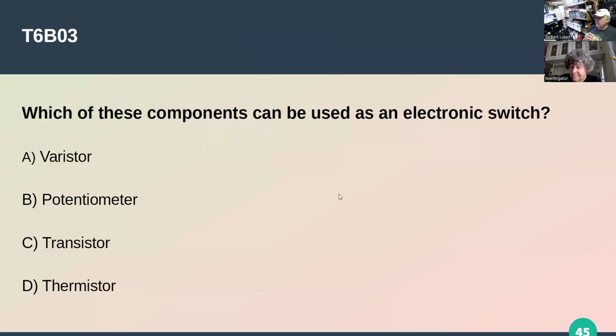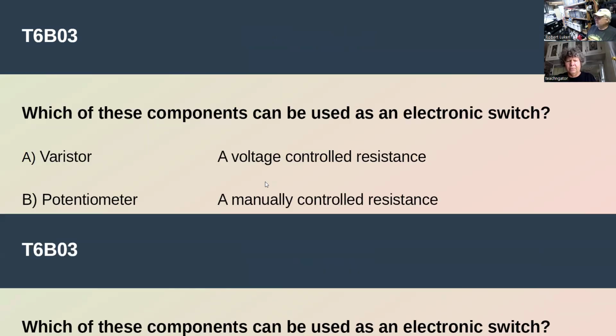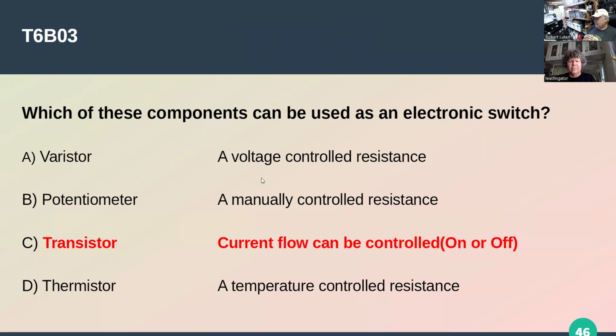So which of these components can be used as an electronic switch? Which of these can we do that? Charlie. And now don't get that confused. A little later, we're going to talk about an electric switch, which is a relay. This is an electronic switch. Because a relay is a mechanical device that's controlled electrically. So you don't want to confuse them.